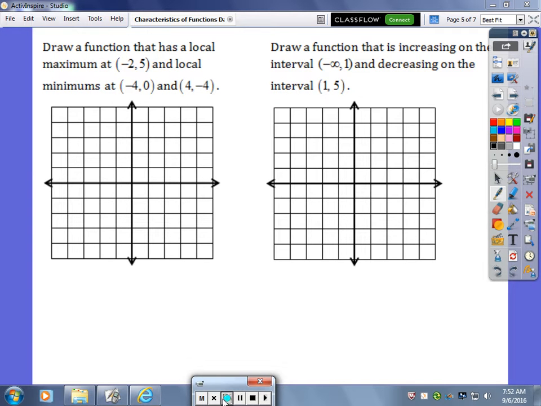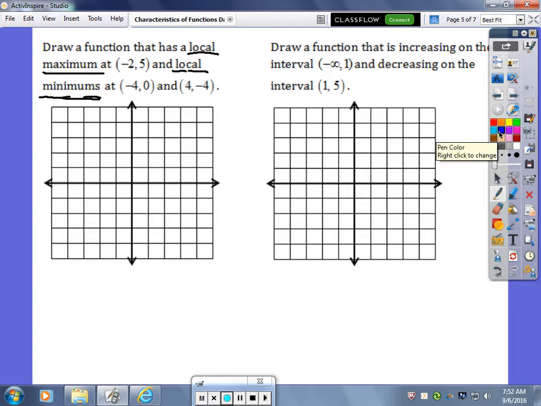All right, so what we're going to do now is go backwards. Before we had a graph that we saw and we needed to determine and find certain parts and characteristics of it. Now we are given the characteristics and we go ahead and draw our own graph, our own function. In this first example, we're supposed to draw a function that has a local maximum at (-2, 5) and two local minimums, at (-4, 0) and the other one at (4, -4).